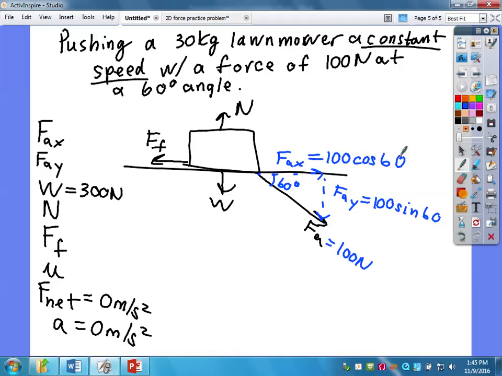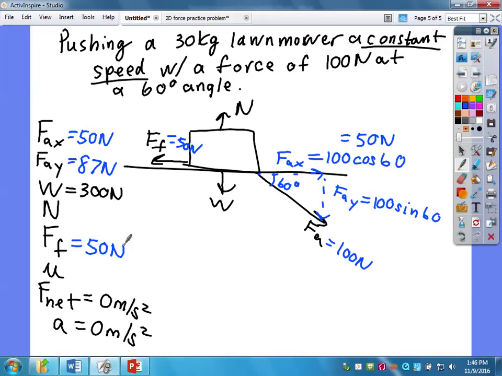So if I do this, this equals 50 newtons. And that equals 87. Oh, whoa, what am I doing? That's not where I wanted to put that number. 87 newtons for FAY, 50 newtons for FAX. All right. Well, what else do I know? If it's moving at a constant speed, FAX must equal FF, so this will equal 50. There's no net force. So the frictional force is 50 newtons.